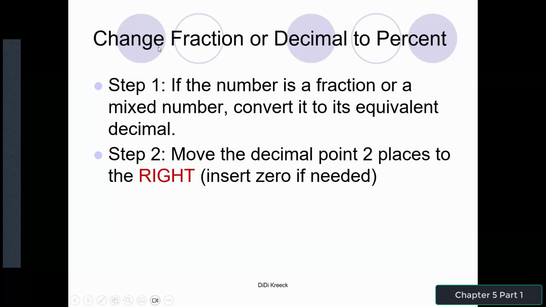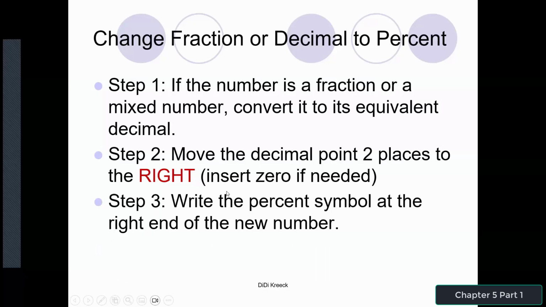Okay, the other way around, if we have a fraction or a decimal, we can convert that into percent. Step number 1, if the number has a fraction or a mixed number, same thing, we need to convert that into its equivalent decimal. Step number 2, when we are converting any whole number, fraction, or decimal number into percent, we move the decimal point 2 places to the right, okay? Or we multiply that newly converted decimal number by 100 and then add the percent symbol.